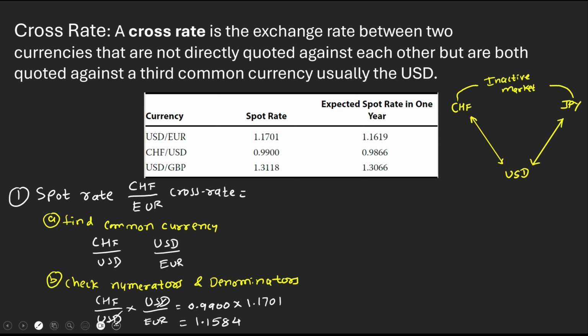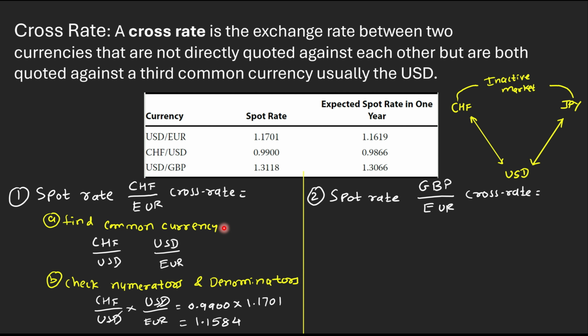CHF over USD times USD over EUR is just going to be a cross multiplication. USD will cancel out, and CHF over EUR will equal 1.1584. This is pretty straightforward. Sometimes we don't have the currency with the correct numerators or denominators, so we just need to convert them into a direct quote.